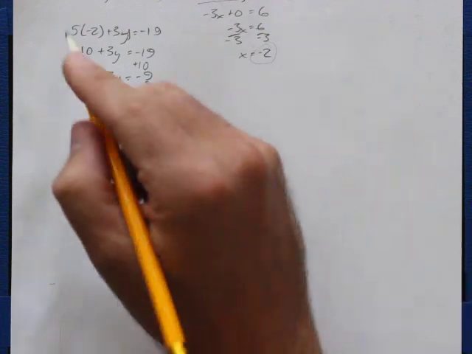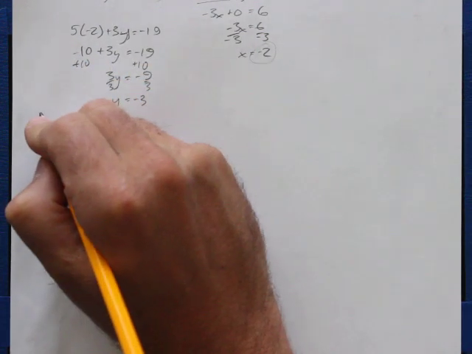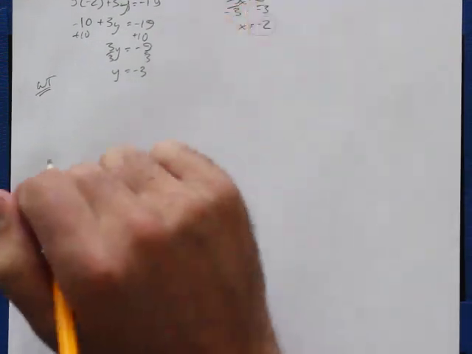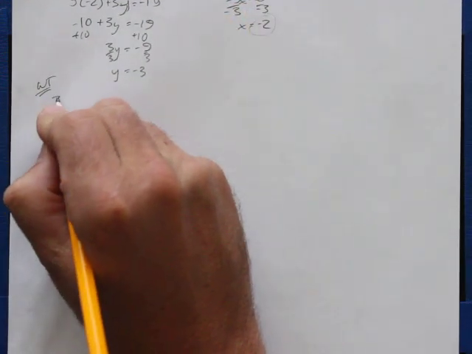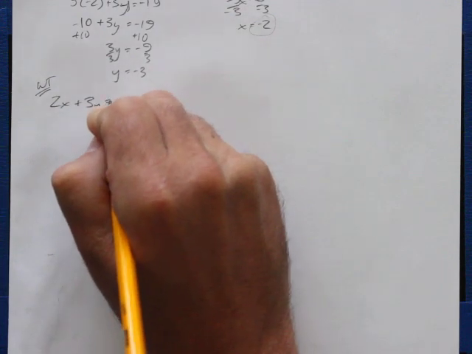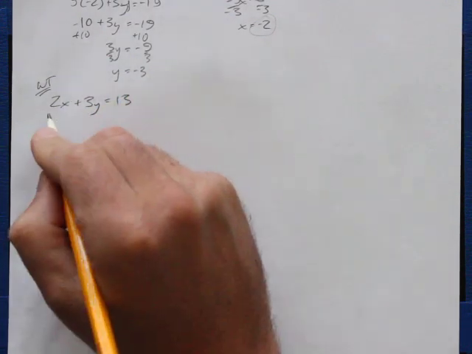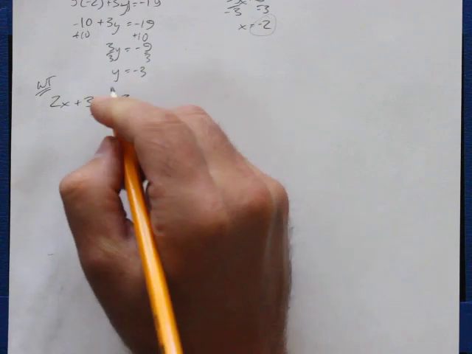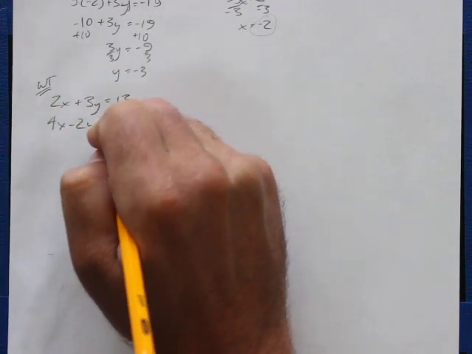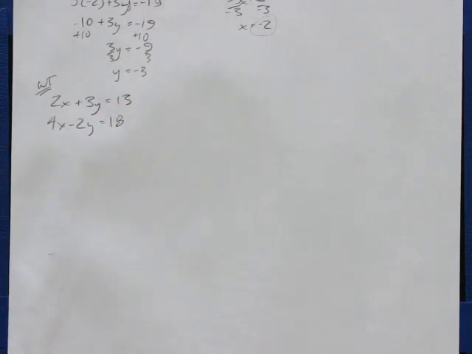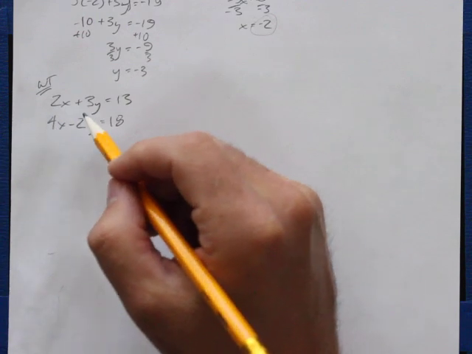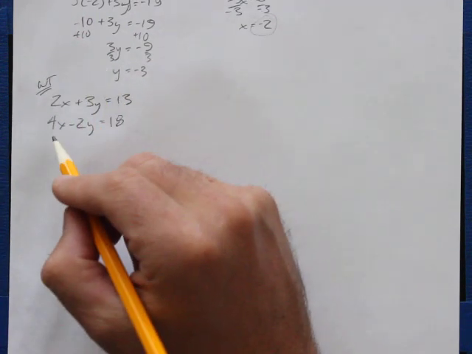Let's try this one that we would do together in class, but we're going to do it this way. 2x plus 3y equals 13, and 4x minus 2y equals 18. Now this time we've got to make a different kind of decision than we did last time.